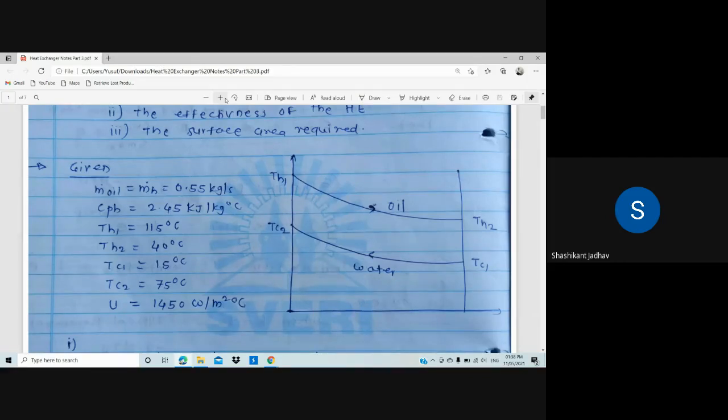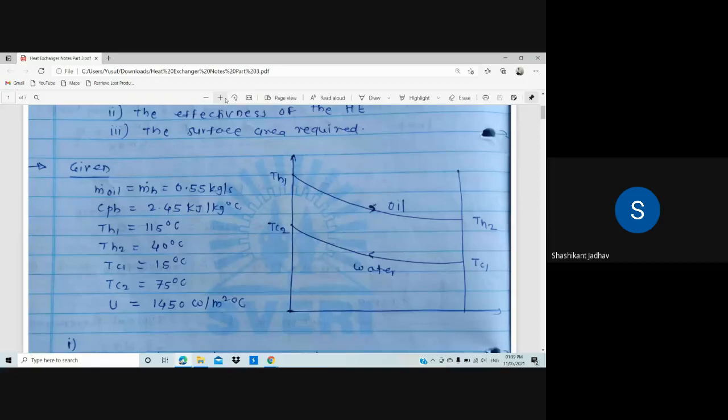कोण सांगतंय का, कोणालाच येत नाही? Heat lost by hot fluid is equal to heat gained by cold fluid. Okay, so what is the equation for the heat loss by the hot fluid? M dot Cp into TH1 minus TH2. Once again, what is the equation for the heat loss by the hot fluid? m Cp delta T. Okay.